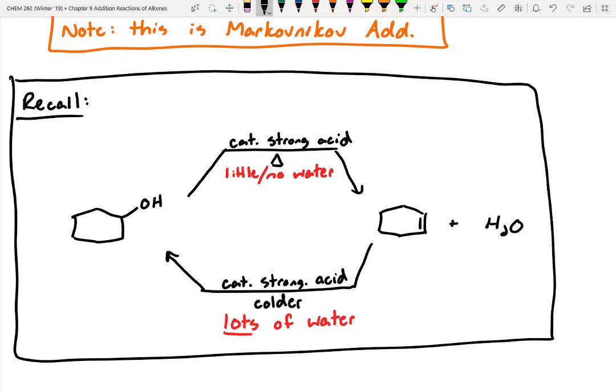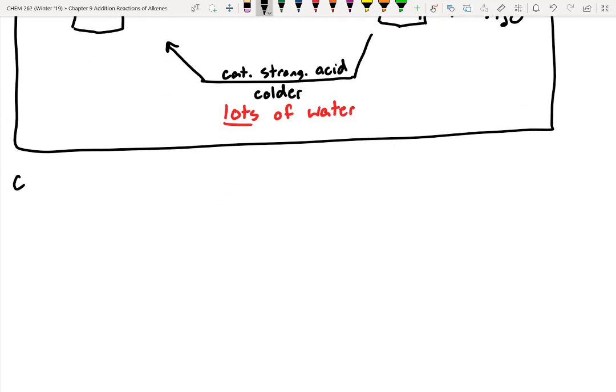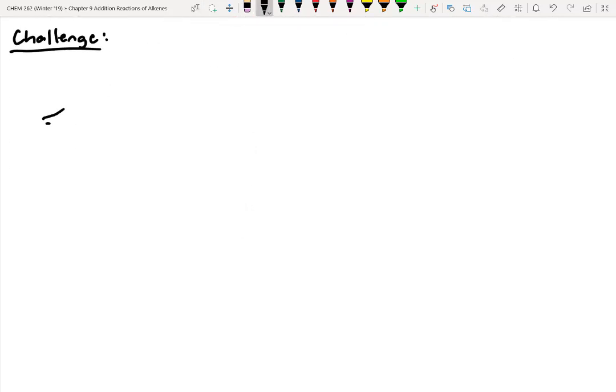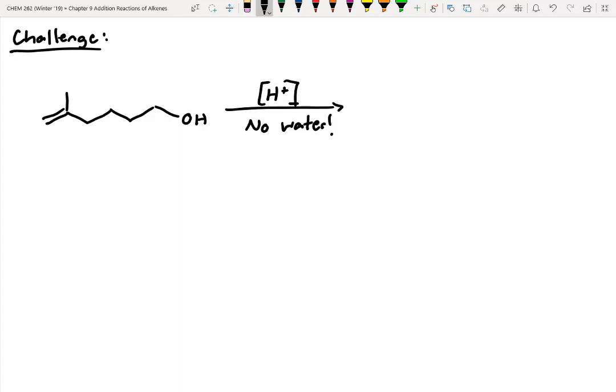All right, so now I've got a challenge one for you, because I know everyone likes those. All right, so this challenge reaction has this long chain with an alcohol on it. We've got catalytic acid, but we have no water. So I'll give you a minute to think about what you think would happen for this reaction, but the overall steps for this are going to be very similar to what we just covered. So I'll give you a minute to work on this.